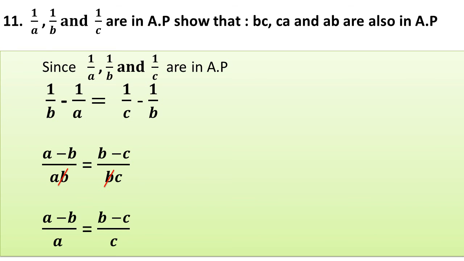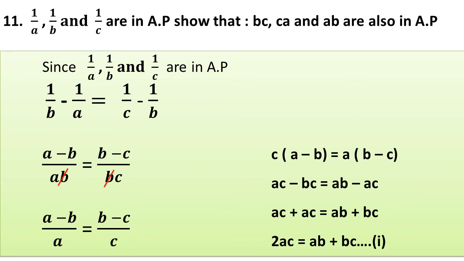So, (a minus b) by a is equal to (b minus c) by c. Just do the cross multiplication. c into (a minus b) is equal to a into (b minus c). Hence, ac minus bc is equal to ab minus ac. After simplification, 2ac is equal to ab plus bc. Consider this as result number 1.